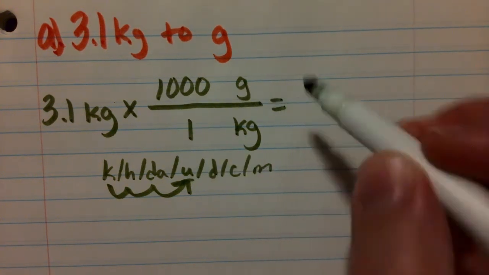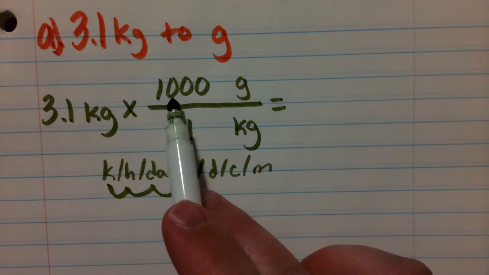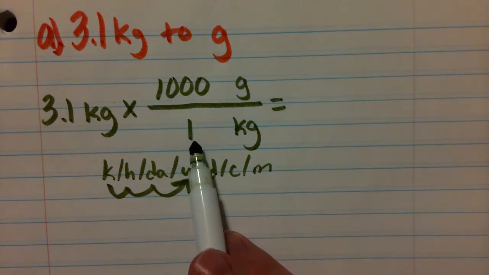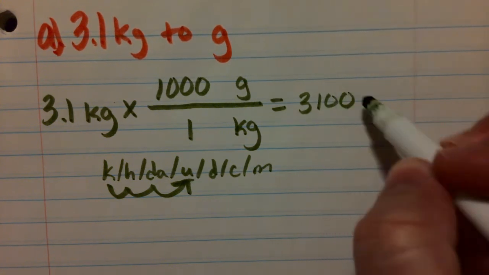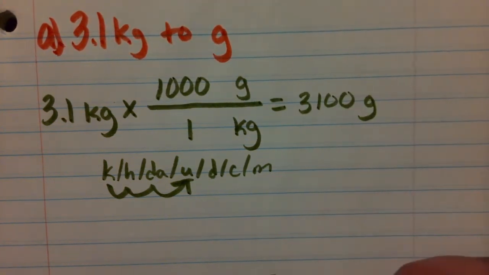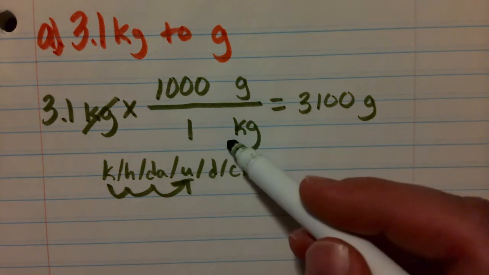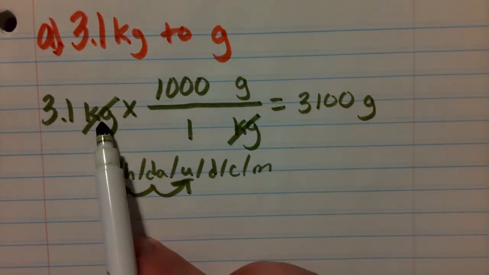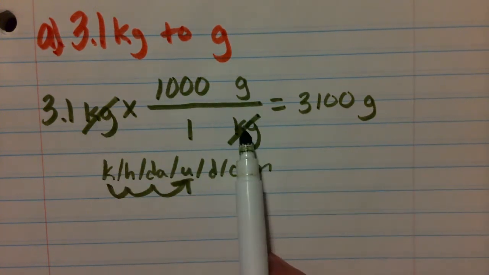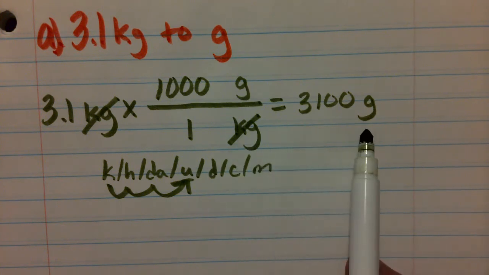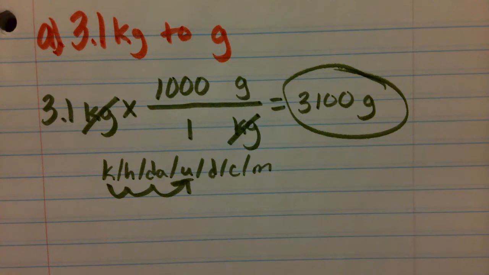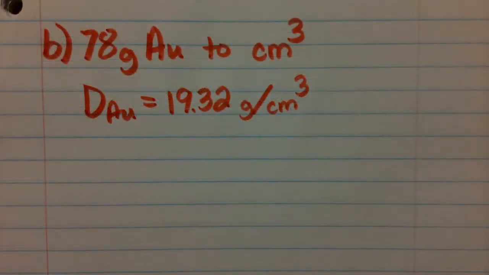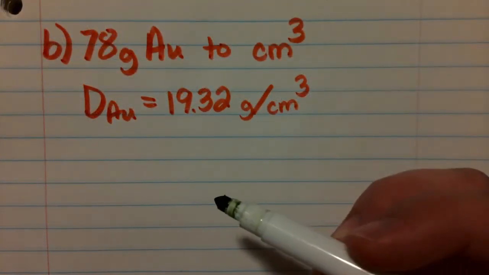For the final step, we multiply 3.1 times 1,000 divided by 1, which is 3,100 grams. The units kilograms canceled, because you're multiplying by kilograms and dividing by kilograms. The only unit that didn't cancel is grams, the one we're looking for. Slightly different, but the same process applies.